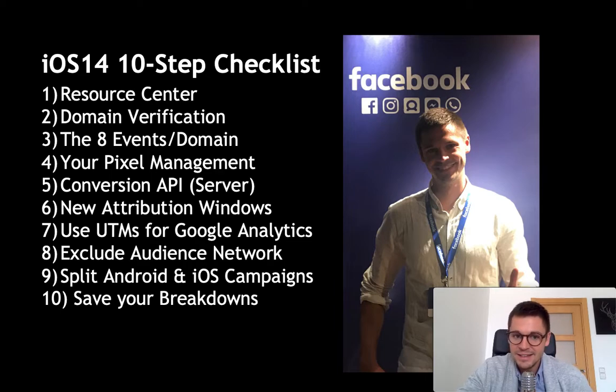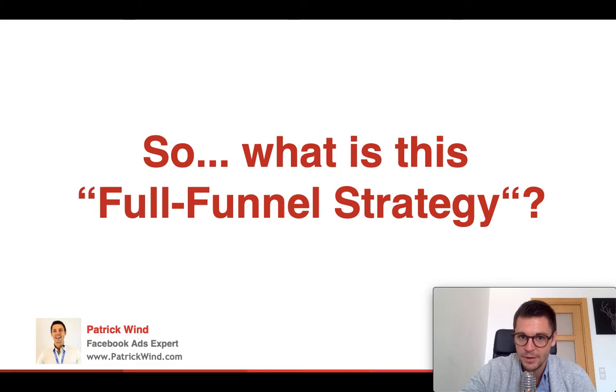And what we have seen is that the Audience Network might be so ineffective on iOS devices that I from now on excluded it there. Another strategy that you can do is to split Android and iOS campaigns from now on, and to be on the safe side, save all your breakdowns, because nobody can guarantee how long they're still going to be available.